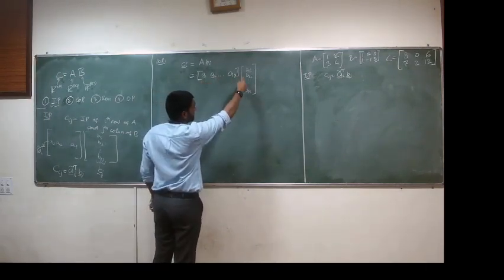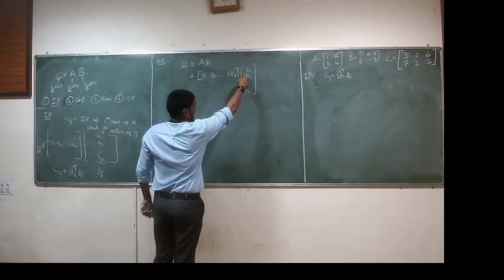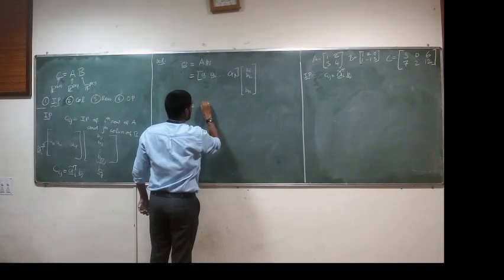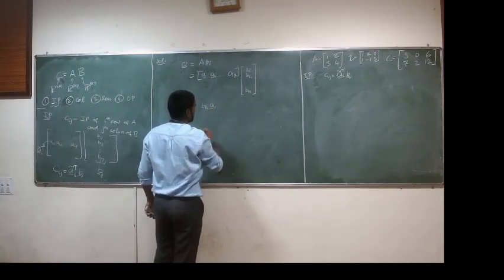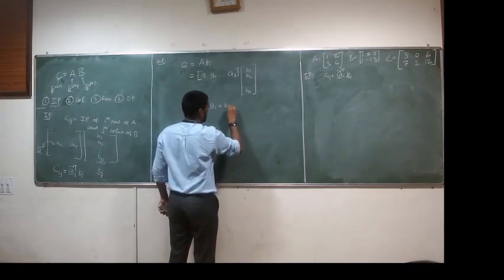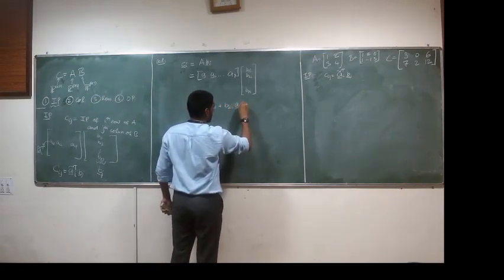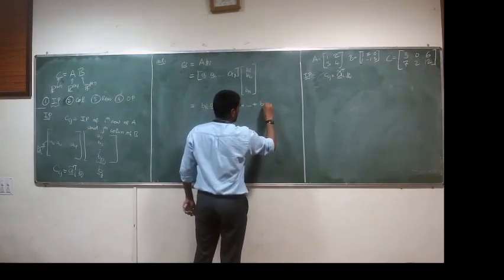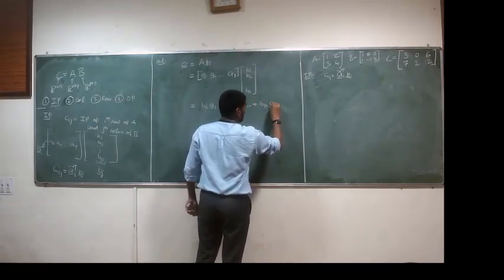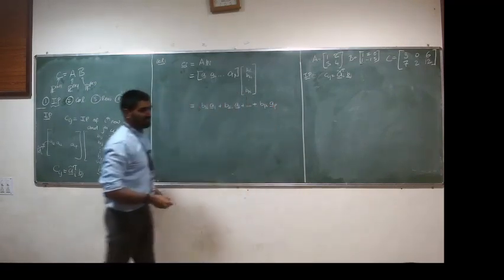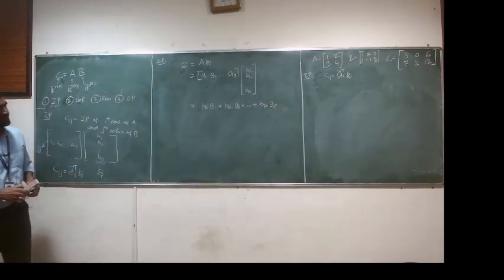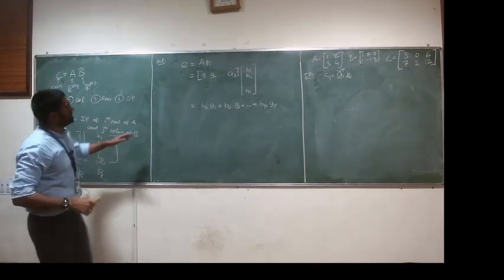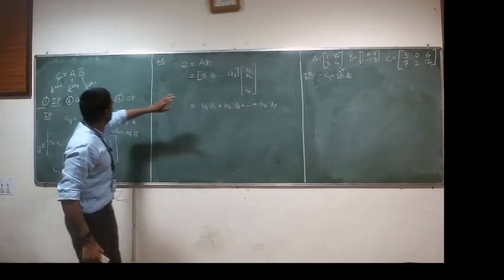Matrix post multiplied by a column vector. So this will simply be B1I multiplied by A1 plus B2I multiplied by A2, up to BPI multiplied by AP.